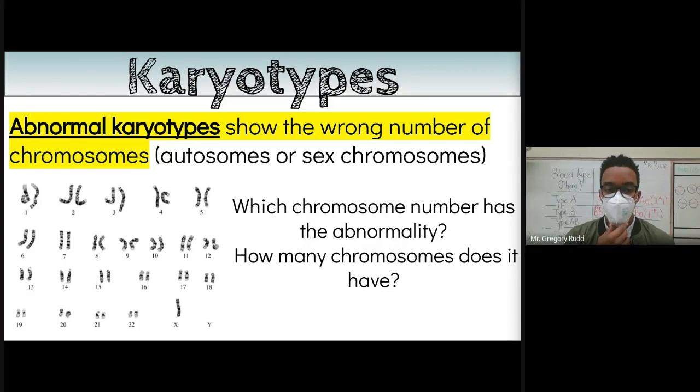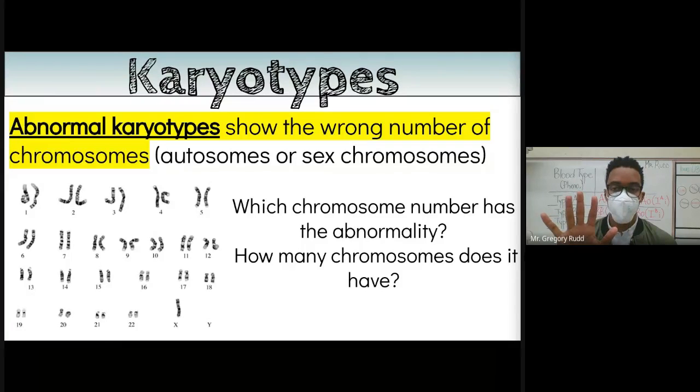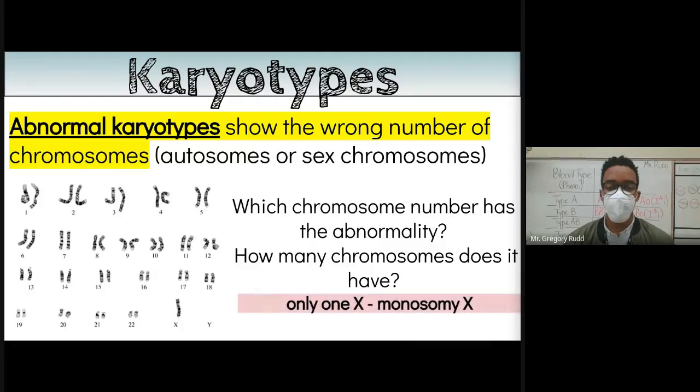So if you look at the 23rd position, which are the 2 sex chromosomes, we're actually missing a chromosome there. So this person only has 45 chromosomes instead of 46. This is a disorder called monosomy X. More commonly, it's known as Turner syndrome.